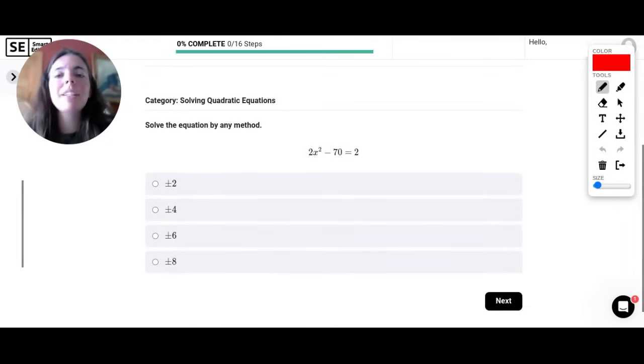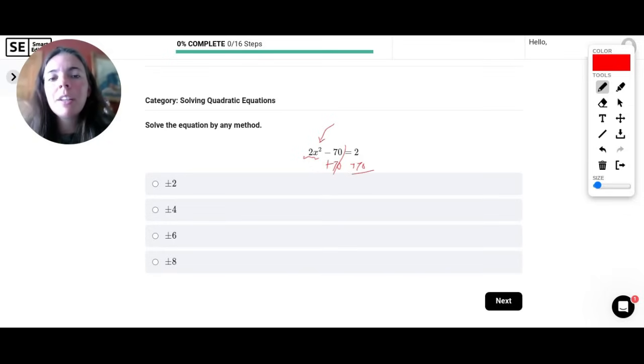So first question says, solve the equation by any method. 2x squared minus 70 equals 2. So in order to solve this equation, we have a quadratic here. We're going to need to try to get rid of that exponent. I'm going to just try to get this term by itself and then work my way from there. So I'm going to add 70 to both sides first. So we'll have 2x squared equals 72. Then I can divide by 2. And from here, I get x squared equals 36.